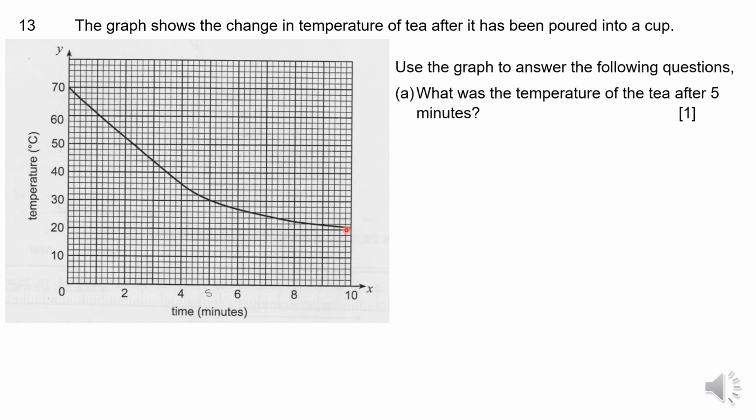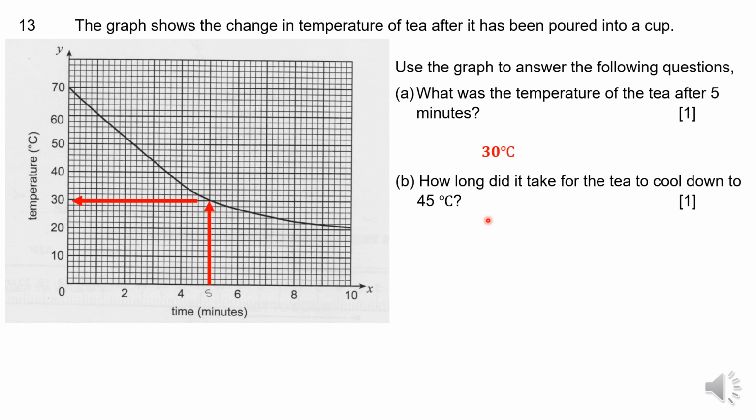So the question here is very straightforward. What was the temperature of the tea after 5 minutes? You go to your time, 5 minutes here, and then you read the temperature there, which is obviously just at 30 degrees Celsius. How long, so this is the time, would it take for the tea to cool down to 45 degrees?